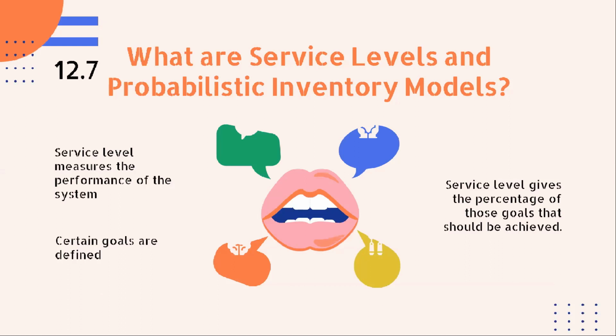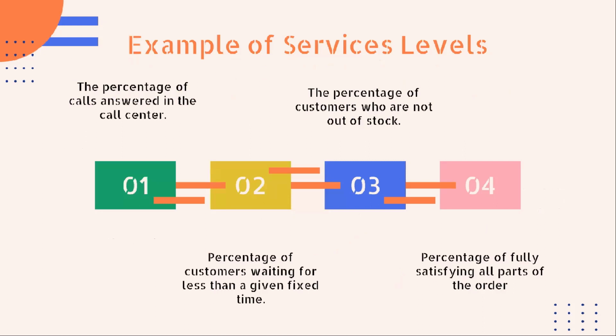Thank you, Nadia. And I will explain about 12.7, which is about service levels and probabilistic inventory models. The service level measures the performance of the system. Certain goals are defined, and the service level gives the percentage of those goals that should be achieved.